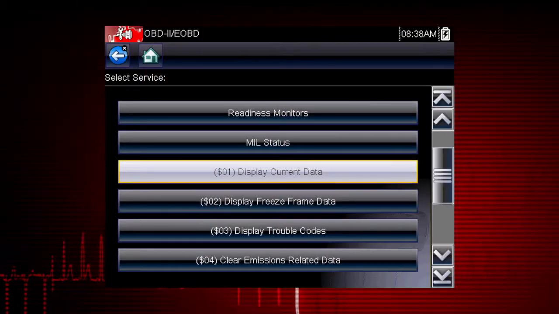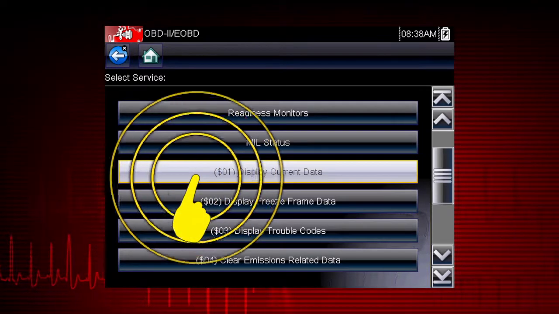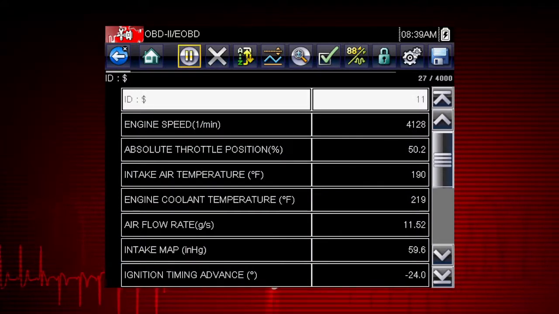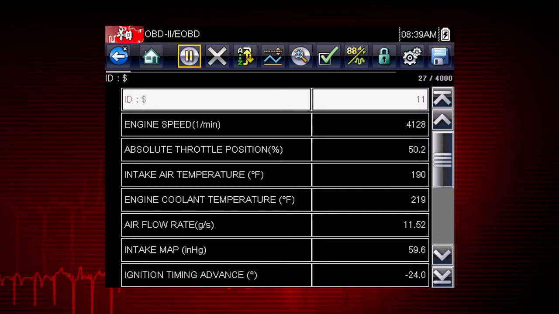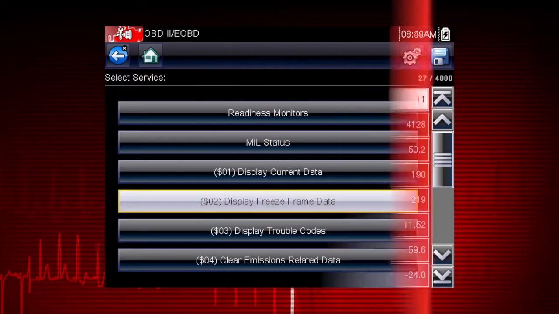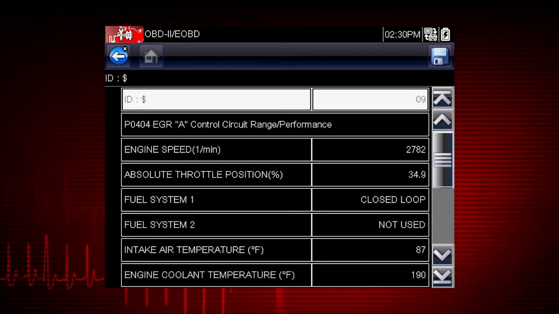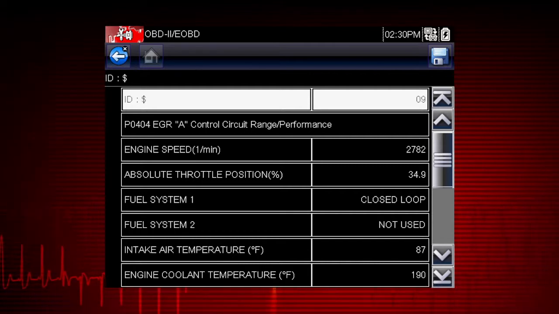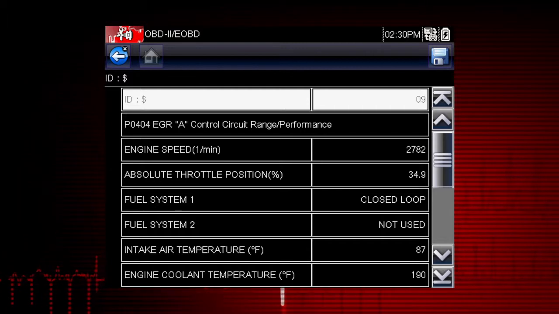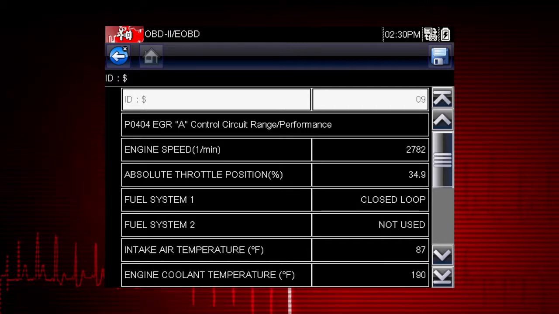Let's take a brief look at the valuable information available in each of the 10 modes of OBD-II. Mode 1 displays live data parameters for engine and emission systems. This is typically your first step when diagnosing a check engine light. Mode 2 displays freeze frame data. This is a record of vehicle data parameters captured at the moment a fault code was set. This can give valuable insight into the operating conditions of the vehicle at the time of the fault.